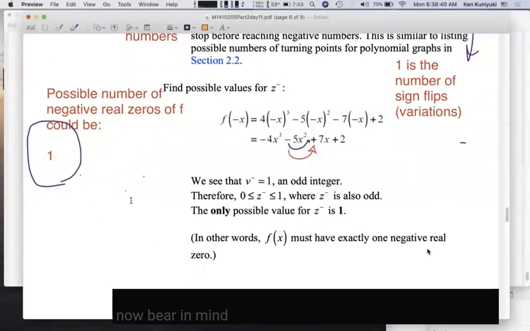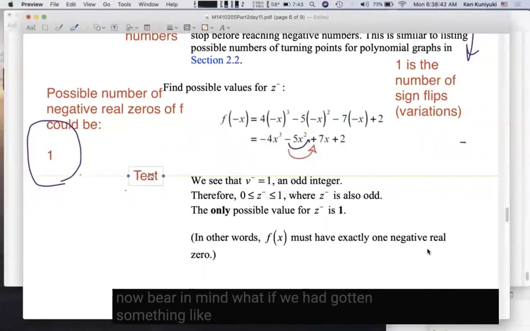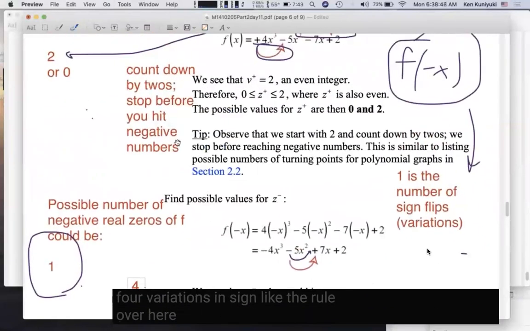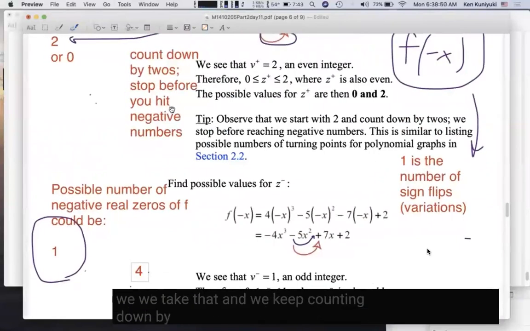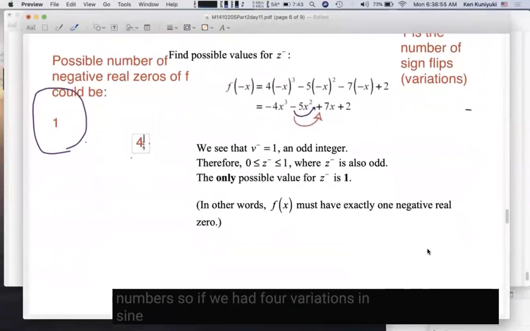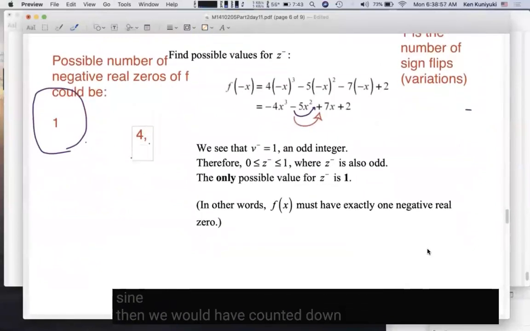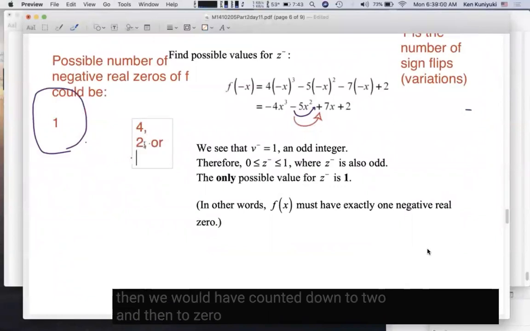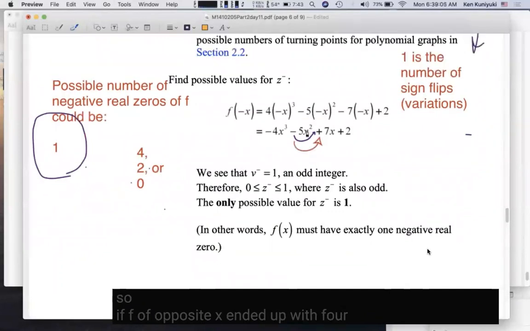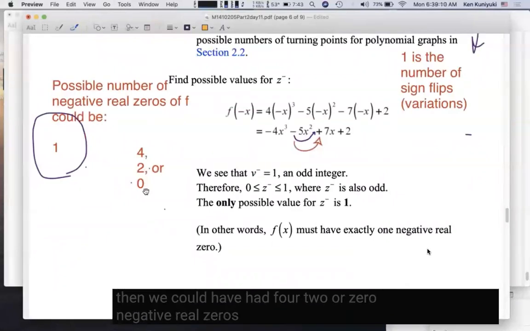Now, bear in mind, what if we had gotten something like 4 variations in sign? Then, like the rule over here, we take that and keep counting down by 2s, and we stop before we hit negative numbers. So if we had 4 variations in sign, we would count down to 2, and then to 0, and stop there. So if f of negative x ended up with 4 sign flips or variations, then we could have had 4, 2, or 0 negative real zeros. Again, a double zero would count twice, a triple zero would count 3 times, and so forth.